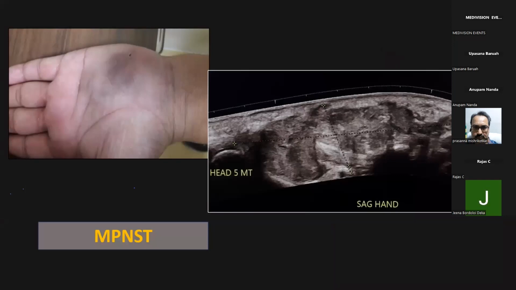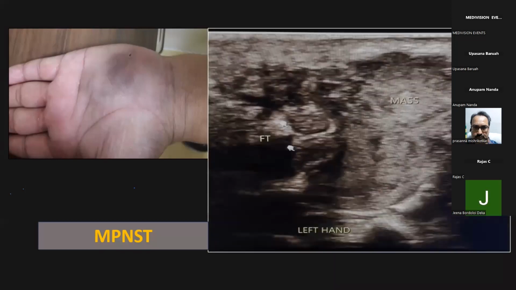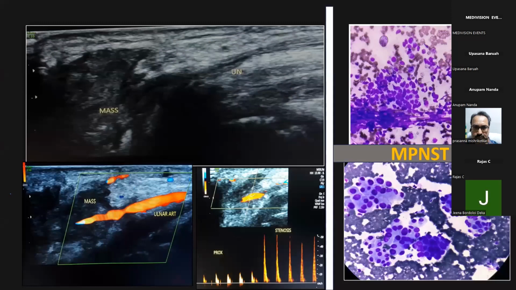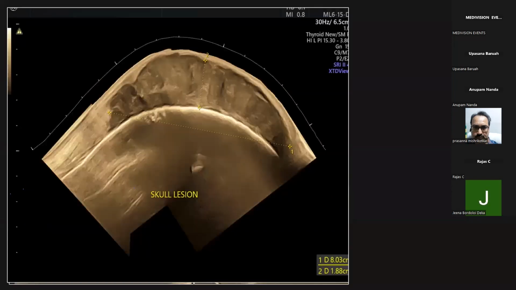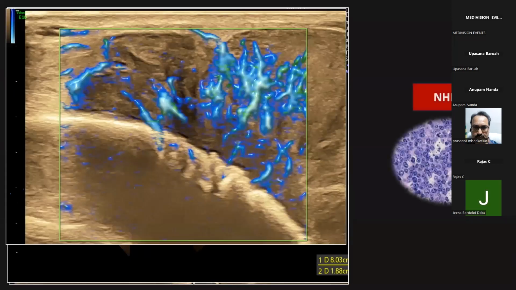This is one case where we have a large, very inhomogeneous mass in the hand, extending medially and encasing the median nerve, and it turned out to be a malignant nerve sheath tumor of the ulnar nerve. This is another hand mass causing all the symptoms. It also has scars in the scar tissue, and also has another mass, and it turned out to be NHL.